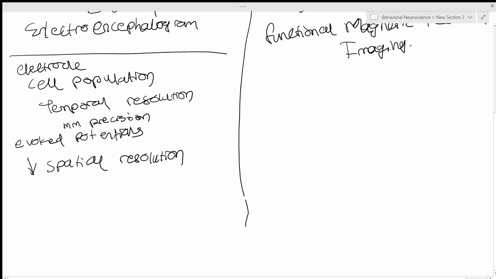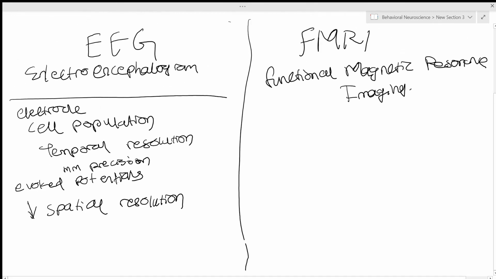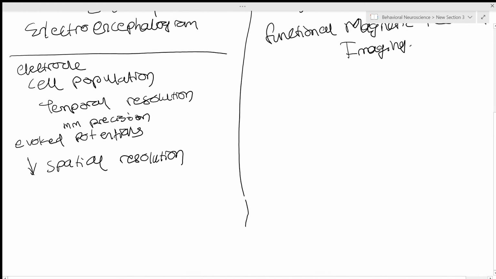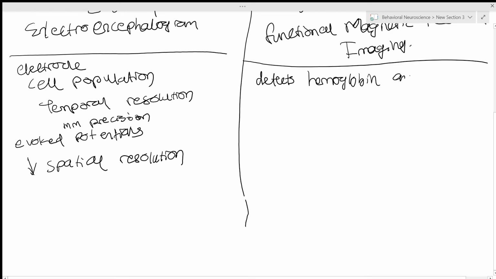The fMRI stands for functional magnetic resonance imaging, and it functions by detecting the amount of oxygenated blood or blood flow to a certain part of the brain. So it detects hemoglobin amounts in the blood in the brain. fMRIs are really good at giving high resolution images.